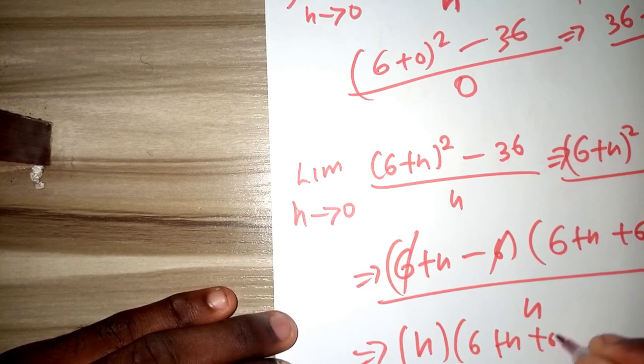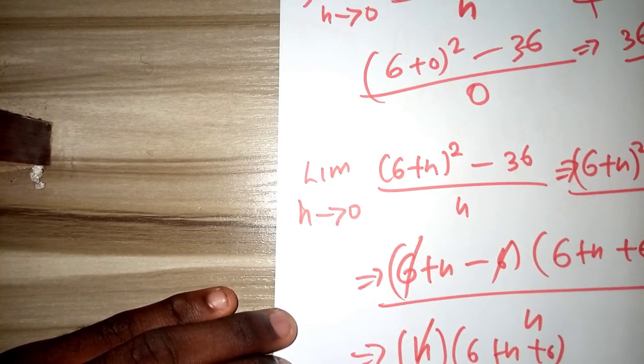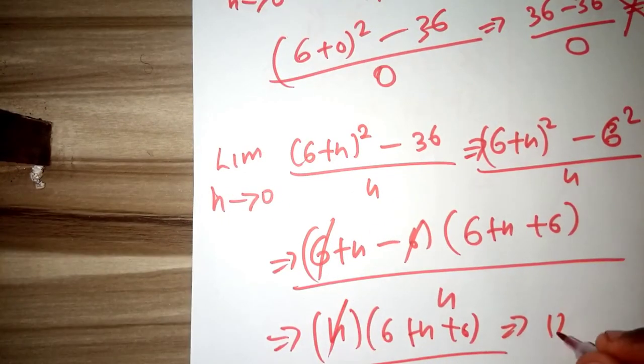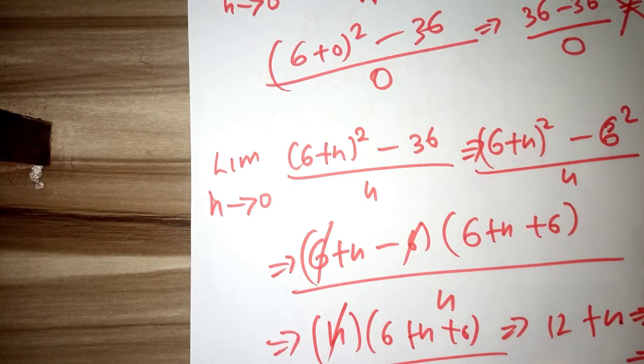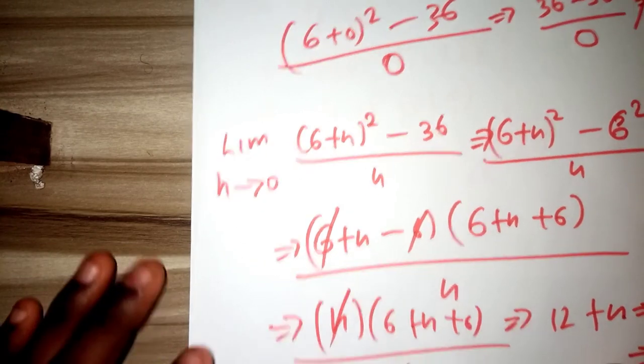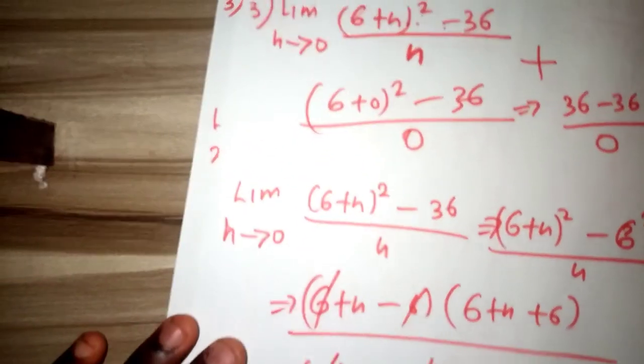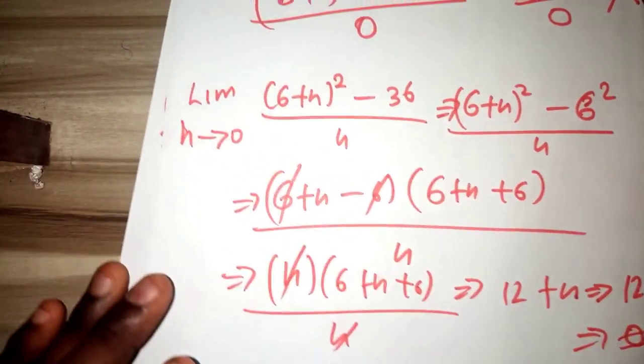This h and this h will cancel, then I'm left with 12 plus h. What is my h? 0. So I have 12 plus 0, and I have 12 here. So 12 is my final answer, which is correct.